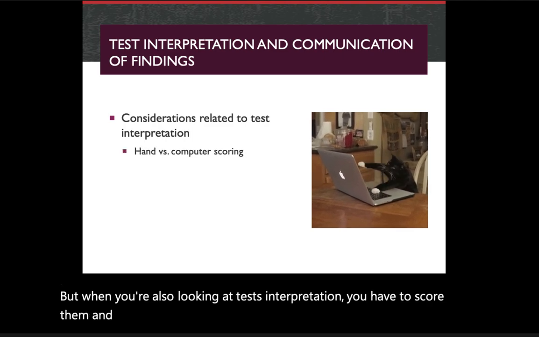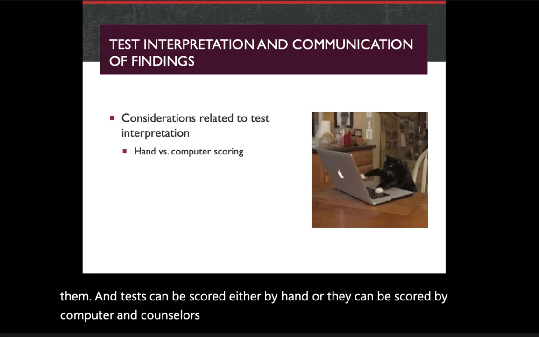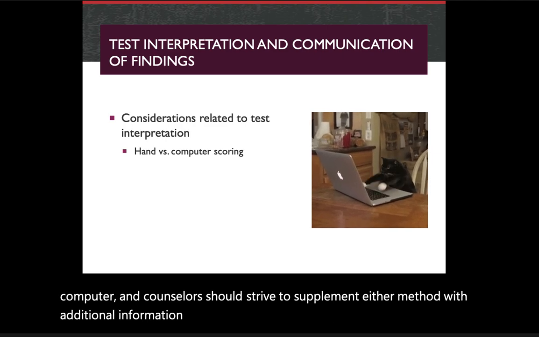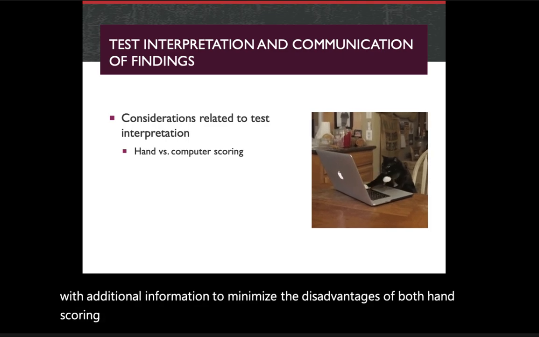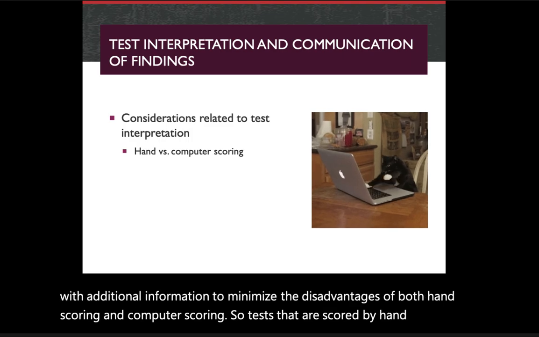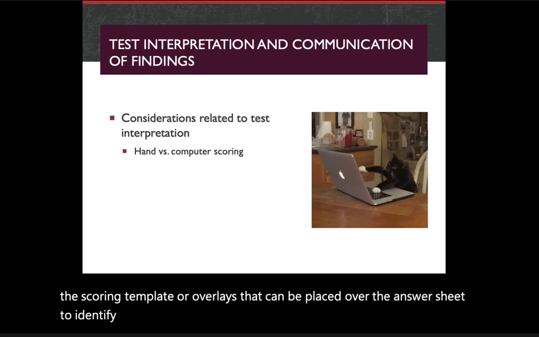And tests can be scored either by hand or by computer, and counselors should strive to supplement either method with additional information to minimize the disadvantages of both hand scoring and computer scoring. Tests that are scored by hand often use a scoring template or overlays that can be placed over the answer sheet to identify incorrect responses.